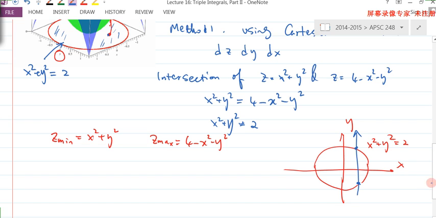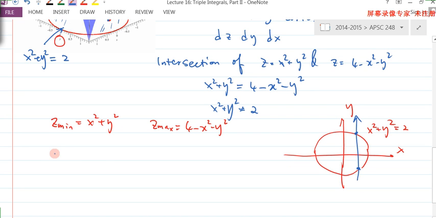So apparently, from the equation, your y min is what? It's negative square root of 2 minus x squared, and your y max is positive square root of 2 minus x squared. Okay, so first contact, second contact. Then the last step is easy now.